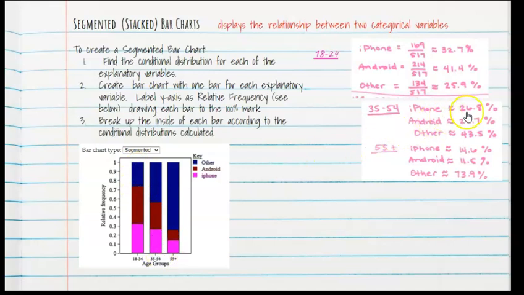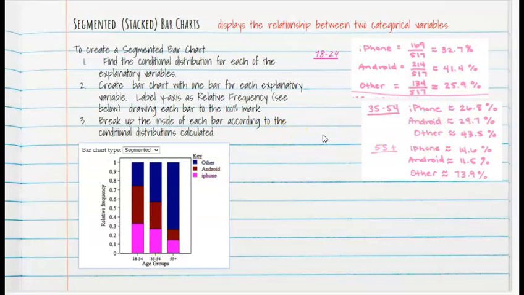Same thing with the next age group. iPhone is 26.8%, so that's about there. Android's 29.7%, so it's a little bit bigger. That takes us up to 55%-ish, okay? And then the other is the 43%. And the same process again for the 55 plus group. But they're based on the conditional probabilities. So you have one bar for each of the explanatory variables, and you find the corresponding percentages. That's how you build your segmented bar graph.